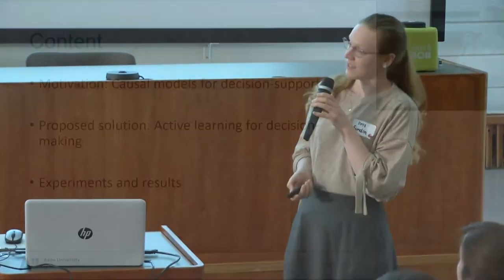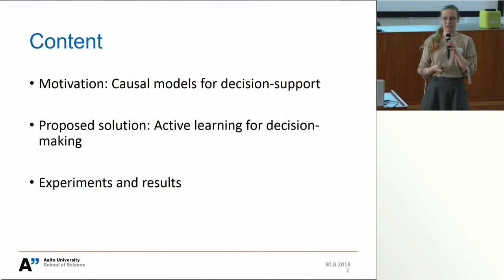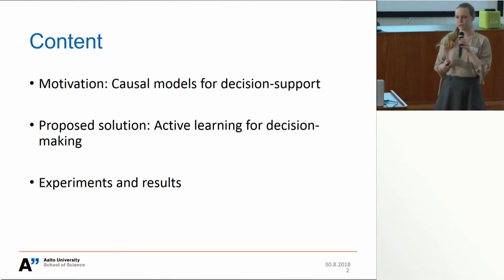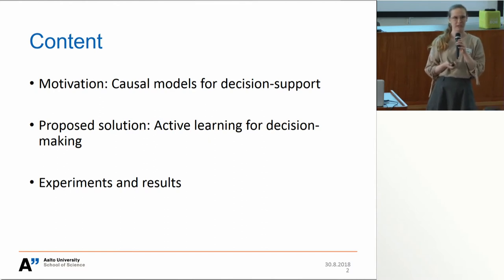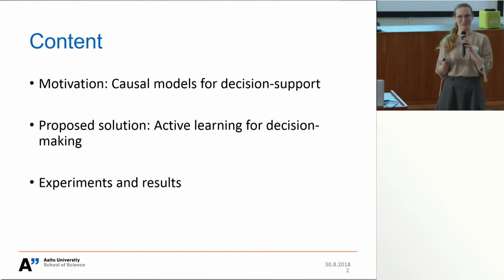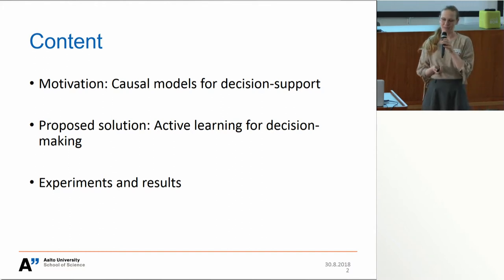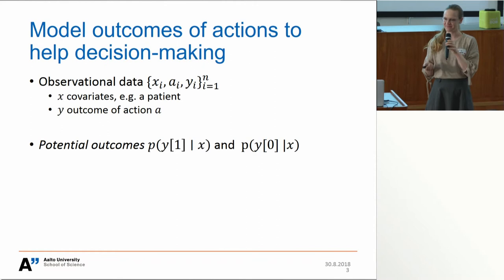So first I'm going to talk about how we can use causal models for decision support, and then about the challenges and the active learning approach that we propose in order to make the decision making more reliable. And then I will go through our experiments, and I will concentrate on the implementation because we used Stan, as you probably guessed. And yeah, I want to show you those.